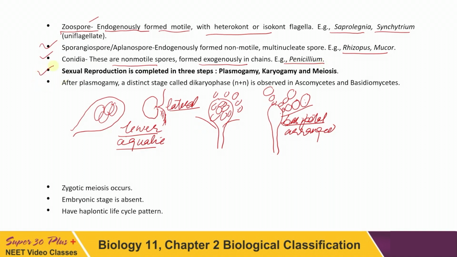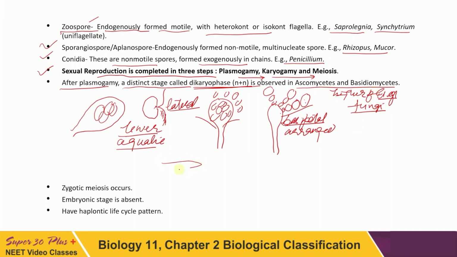Sexual reproduction, very important. Sexual reproduction is completed in three steps, and these three steps are very important: plasmogamy, followed by karyogamy, followed by meiosis. After plasmogamy, a distinct stage called dikaryophase is observed in Ascomycetes and Basidiomycetes. You have to see what we mean by this. These are the higher fungi.